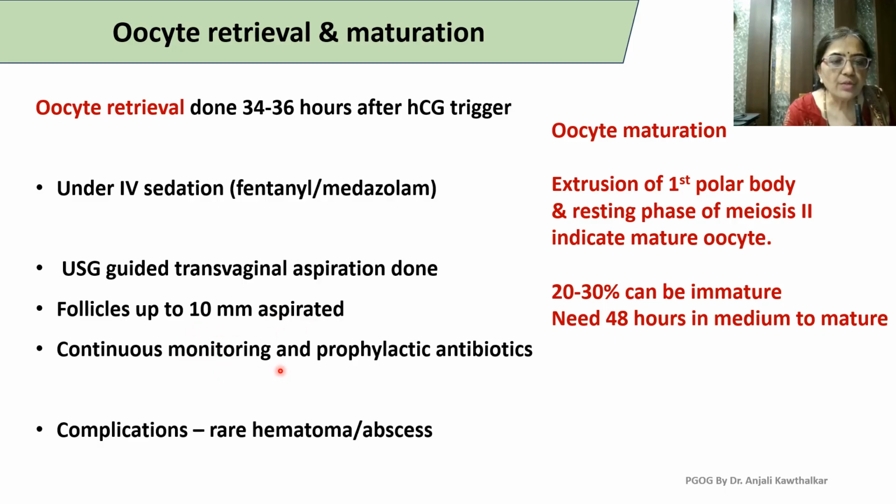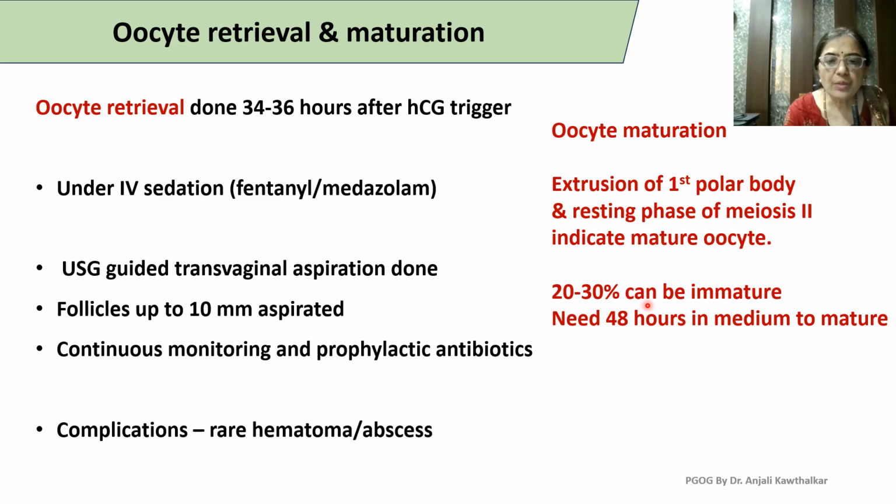Throughout the procedure, continuous monitoring is done and prophylactic antibiotics are used to prevent introduction of infection because of this procedure. Rare complications are development of pelvic hematoma or tubo-ovarian abscess. Oocyte maturation is when there is extrusion of the first polar body and the oocyte is in the resting phase of meiosis 2.